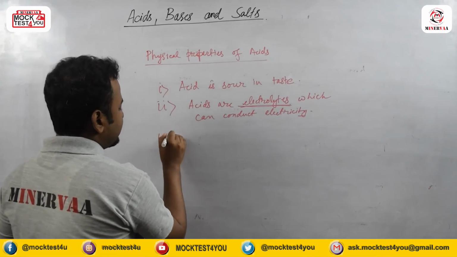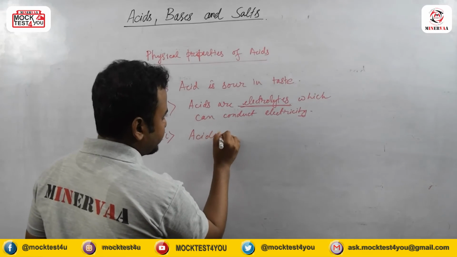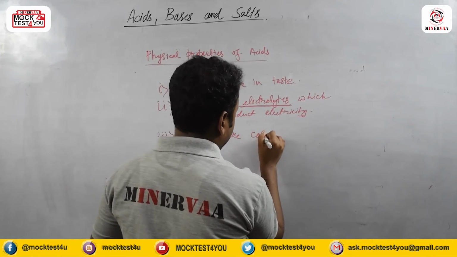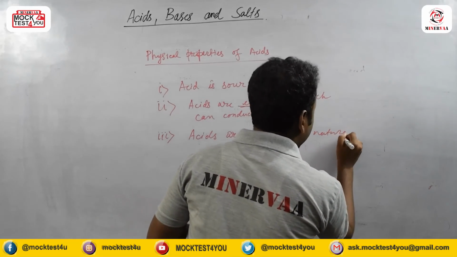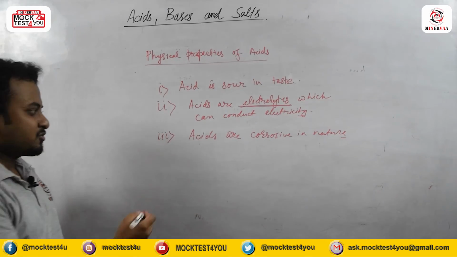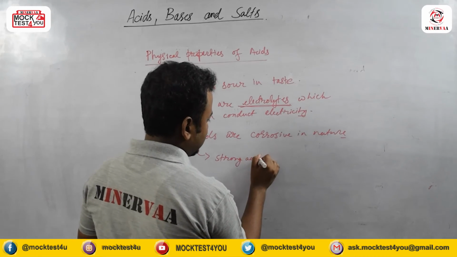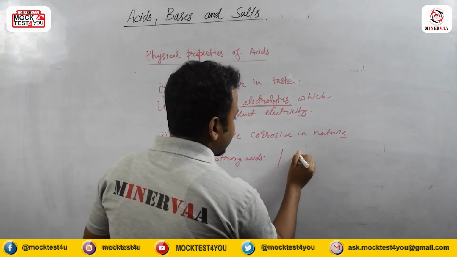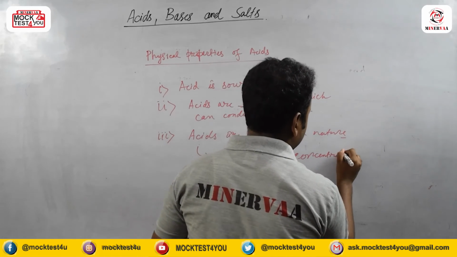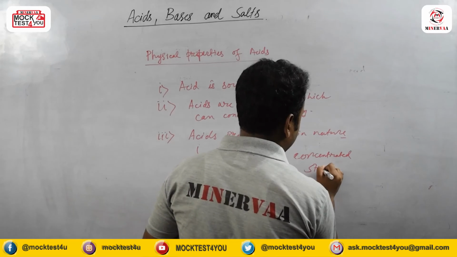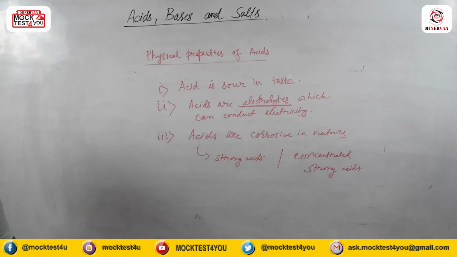Okay, so the third physical property is that acids are corrosive in nature. If some strong acids, or you can say concentrated strong acids, fall on your skin, they will burn.